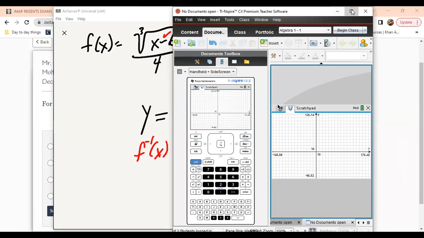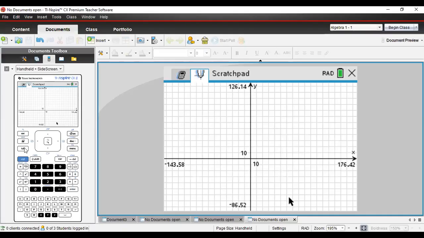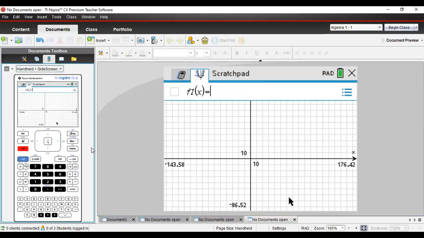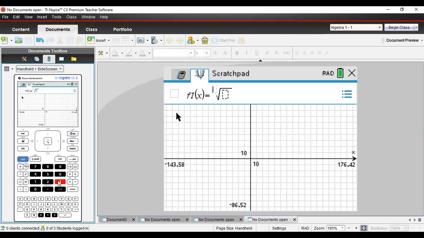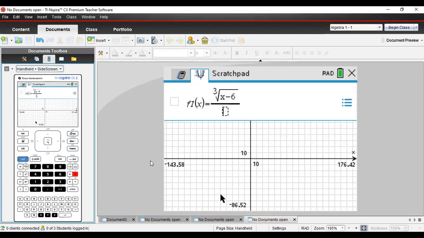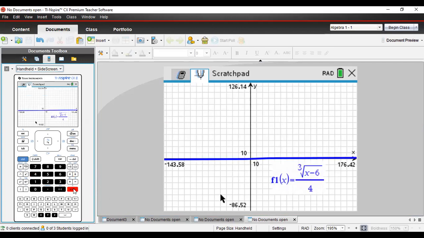So let me get this set up. The very first thing I'm going to do is enter the original. The original is the cube root of x minus 6. So in order to do that, I'm going to use this. That's going to be 3. Inside is going to be x minus 6. Oops, I should have divided first. And then I'm going to divide, control divide. Yep, good. And then I'm going to put 4 on the bottom. All right, so that's the function.